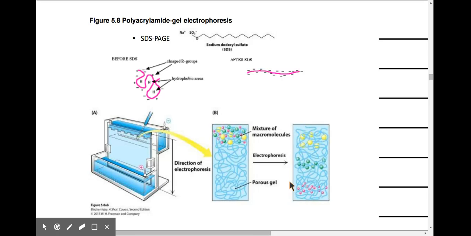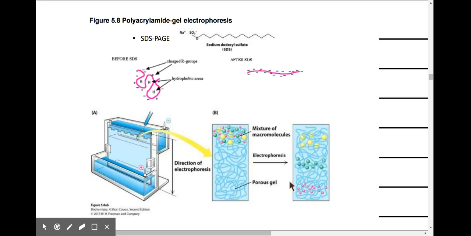There's a problem with this technique. If we're denaturing this, and we're disrupting all of the disulfide bonds, then what protein structure are we going to lose? Quaternary. We're going to lose quaternary structure. And so that's one of the problems with SDS. We could separate by size through gel filtration, and that doesn't happen, right?